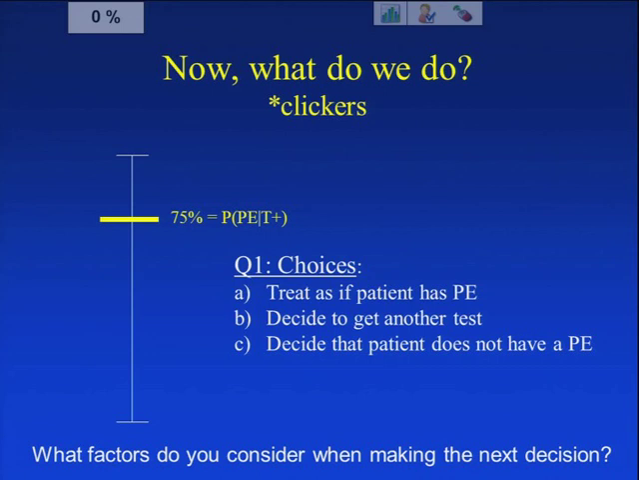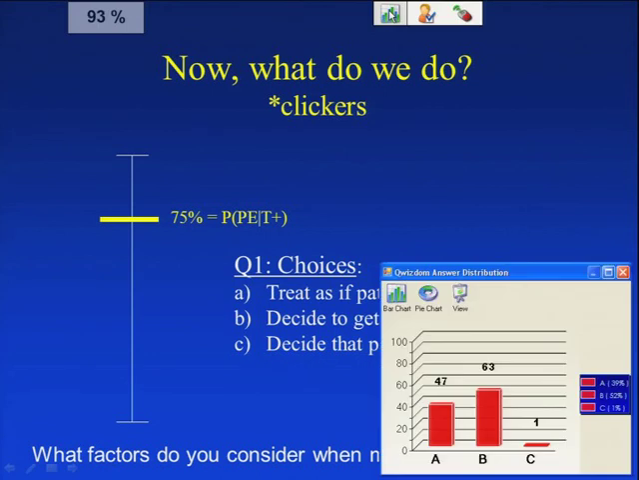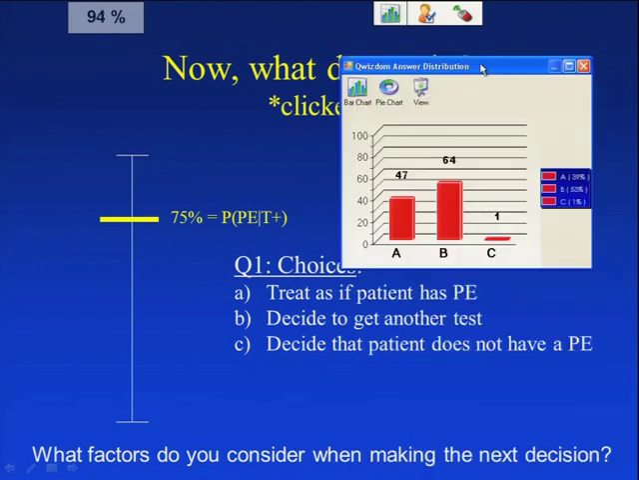Let's see what we got. Oh, a nice variation. So we got about 47 people that said that you would treat as if the patient had a PE, and 64 that said that you would decide to get another test. So let's unpack that a little bit. Those of you that said that you would treat as if the patient had a PE, what went into your thought process?